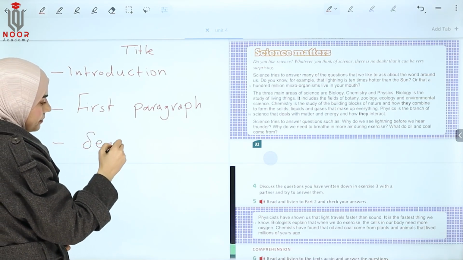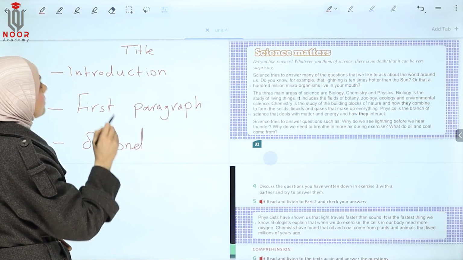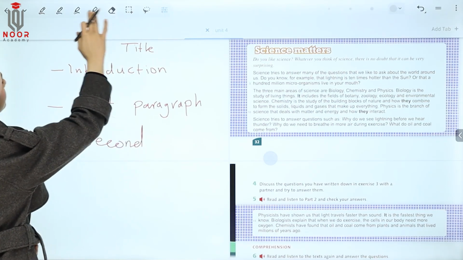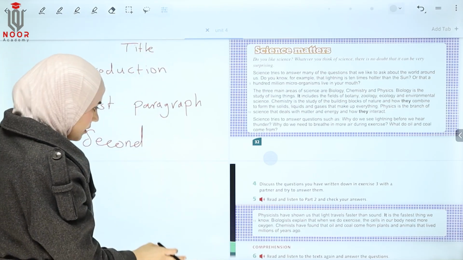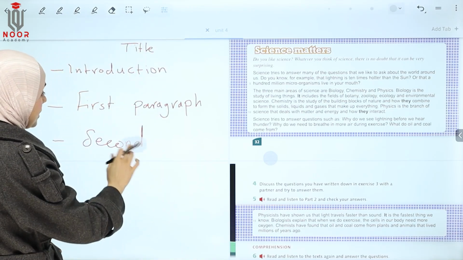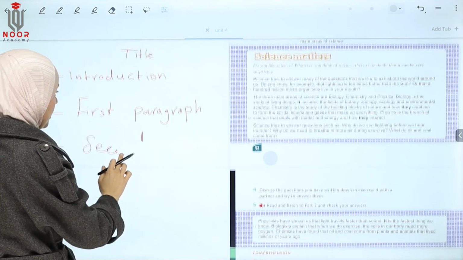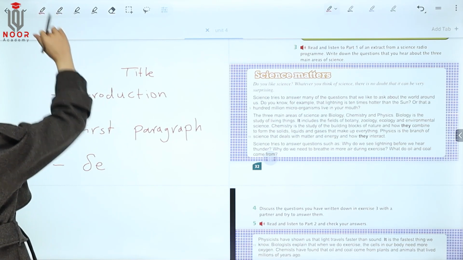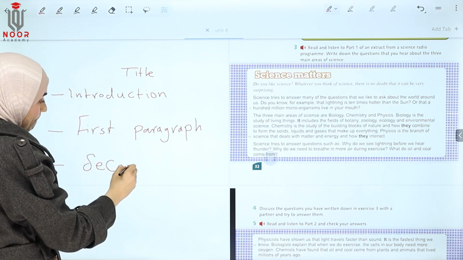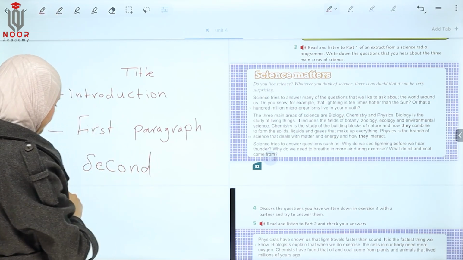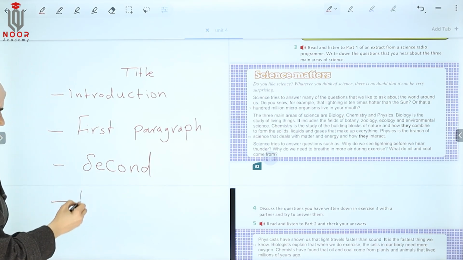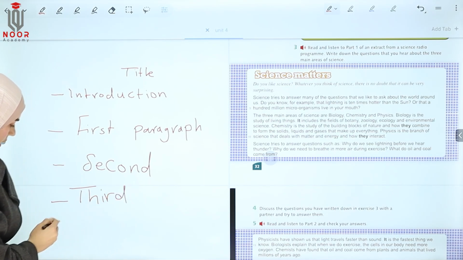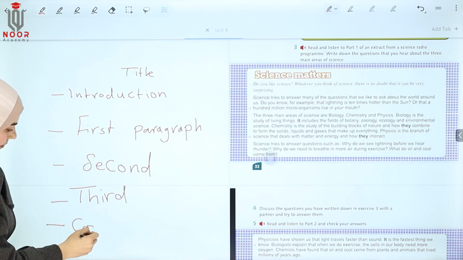second, now we have here the eraser. I should use it. Okay. And also, may I have here third one and the conclusion.